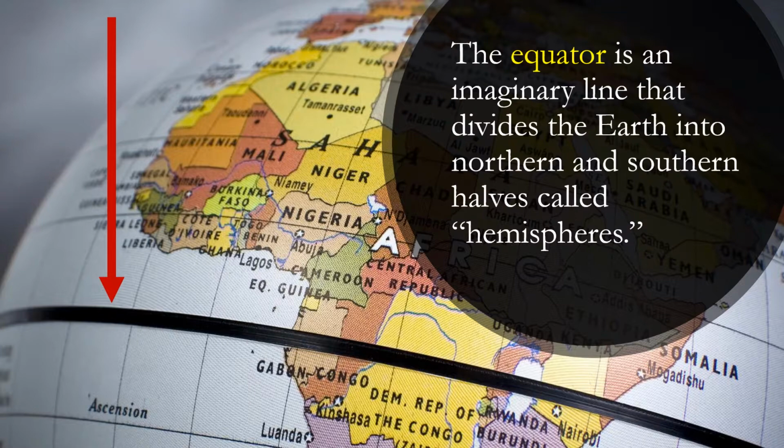The equator is an imaginary line. So again, we can't see these from space. We don't see these on the ground. We just print them on maps and globes. The equator is an imaginary line that divides the Earth into northern and southern halves called hemispheres. Hemi means half, like semi, and a sphere, of course, is a ball. It's like a three-dimensional circle.